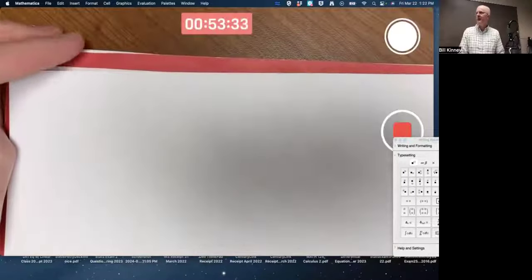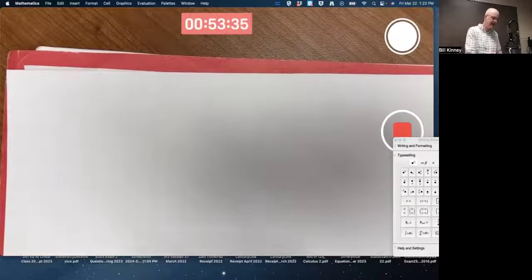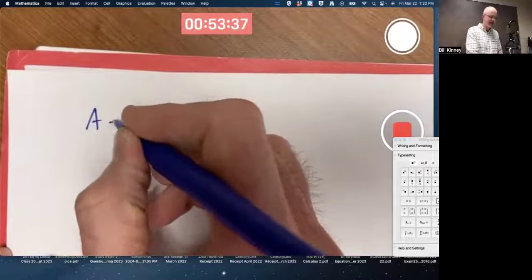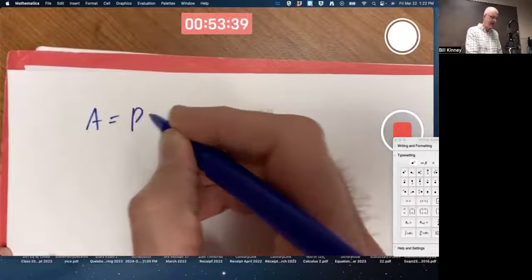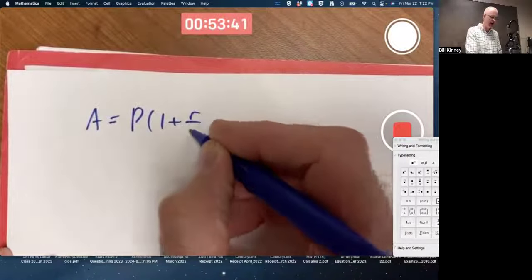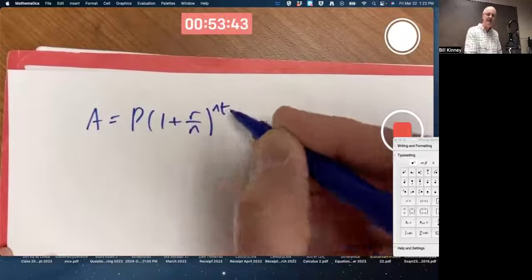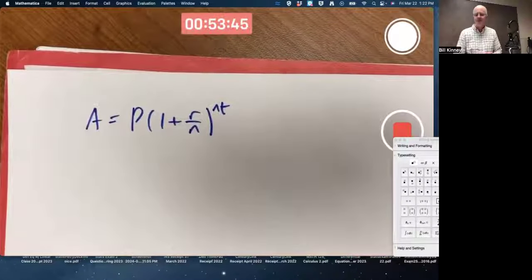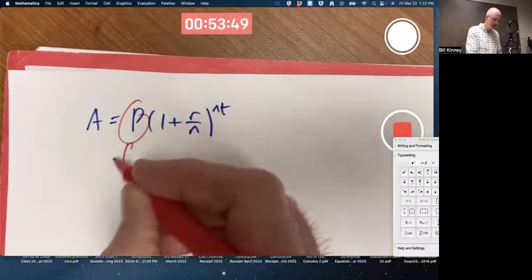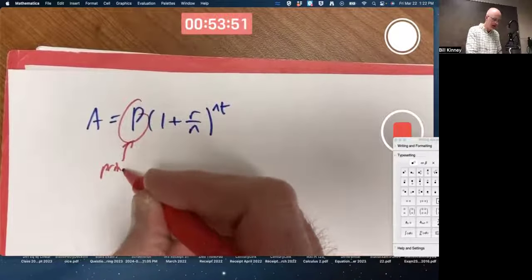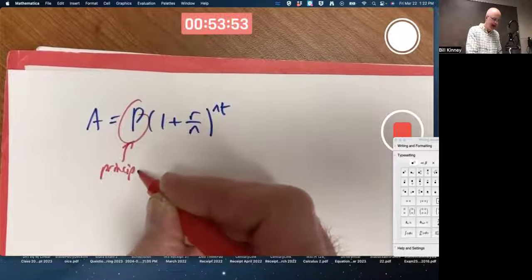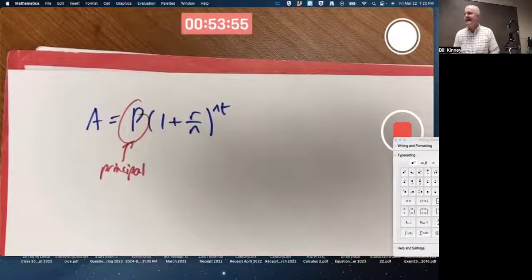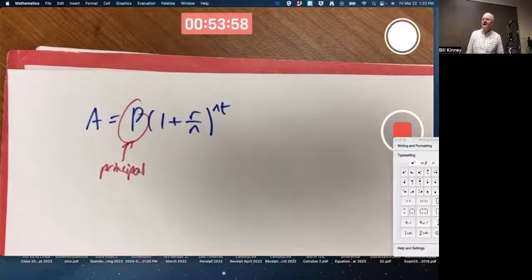I hope you remember from your past that the compound interest formula is often written as A equals P times (1 plus R over N) to the N times T power, where P is called the principal, spelled AL at the end, not LE. That's the amount of money that you deposit right now, say, time 0.